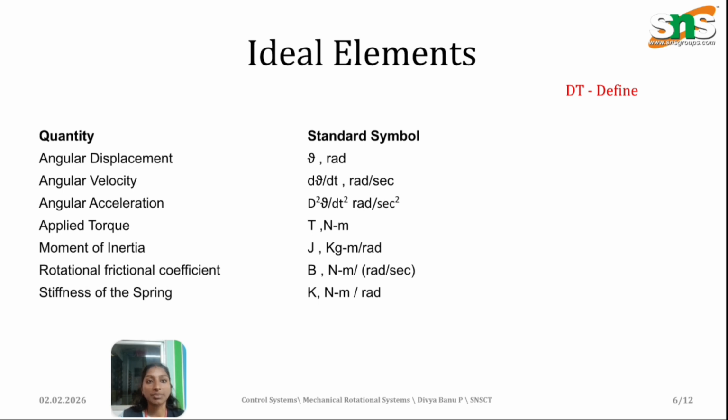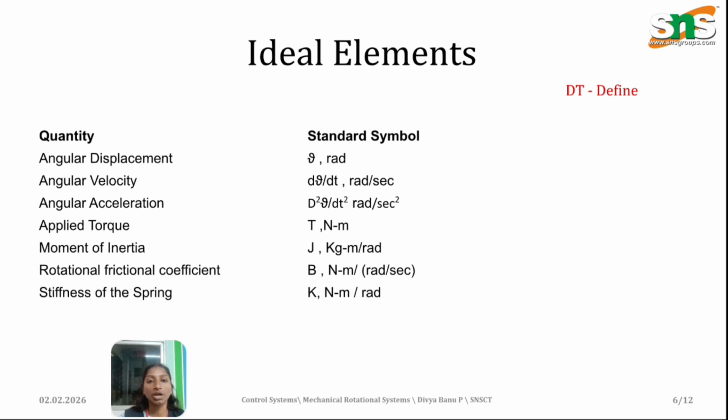Here we have some ideal elements. Angular displacement is mentioned as theta and its unit is radians, whereas angular velocity, which is d theta by dt, is in radians per second, and angular acceleration, which is d square theta by dt square, is in radians per second square. We already know that velocity is change in displacement with respect to time, whereas acceleration is change in velocity with respect to time. That's why it is mentioned as d square theta by dt square.